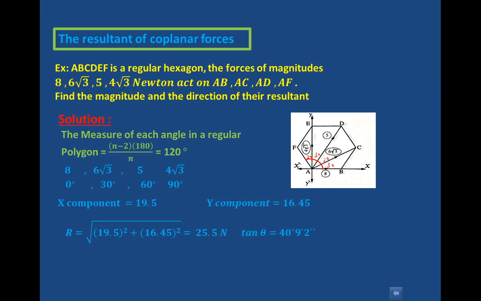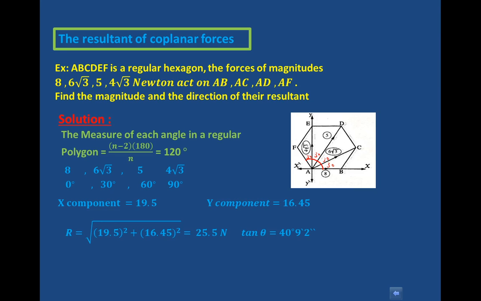Then r equals the square root of 19.5 squared plus 16.45 squared equals 25.5 Newton. Here theta equals 40 degrees, 9 minutes and 2 seconds.